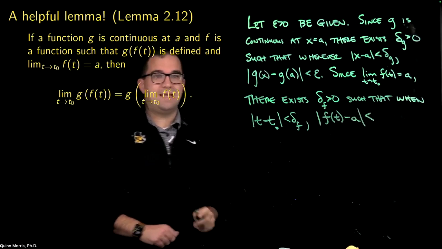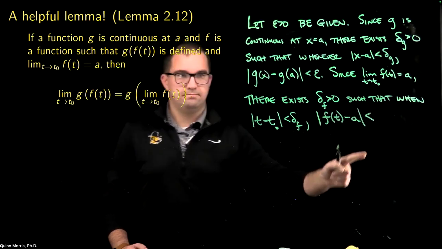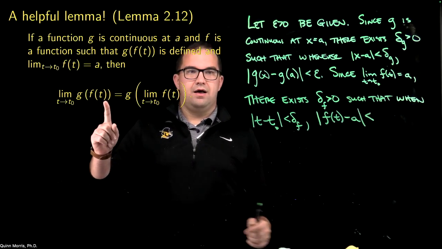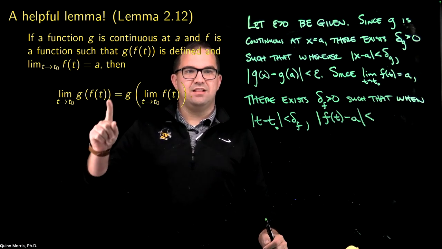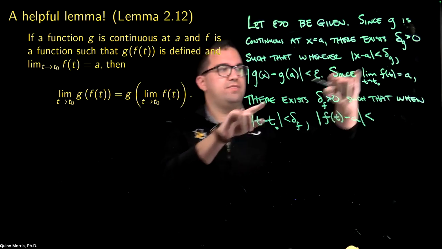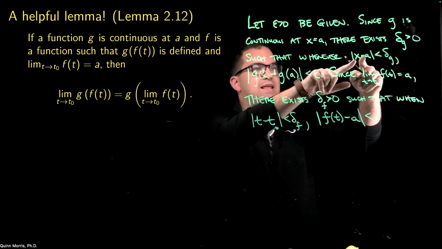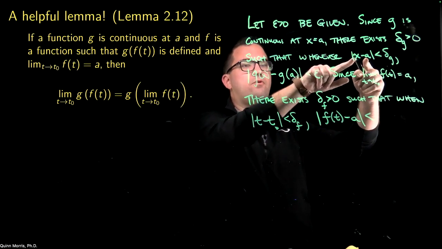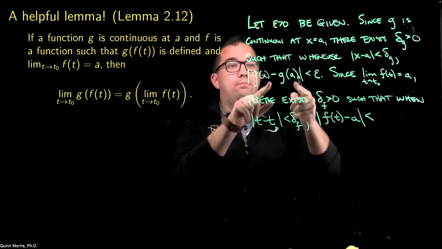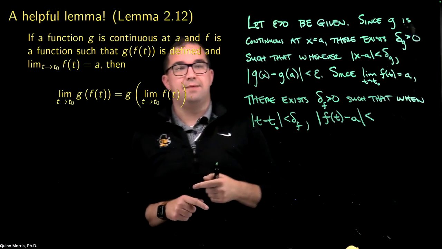Now, I don't want to make this less than epsilon. What I want to do here is notice that f of t is acting like my input to my function g. And what this earlier piece tells me is that if I get my inputs for my function g within delta g of each other, then my outputs of the function g will be within epsilon of each other.